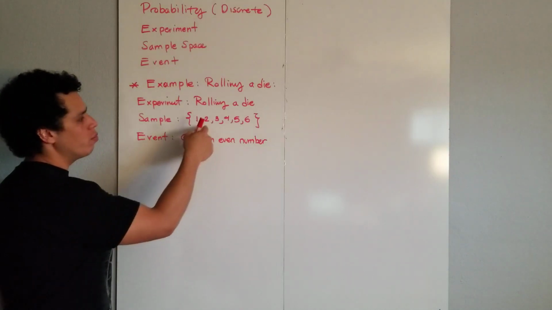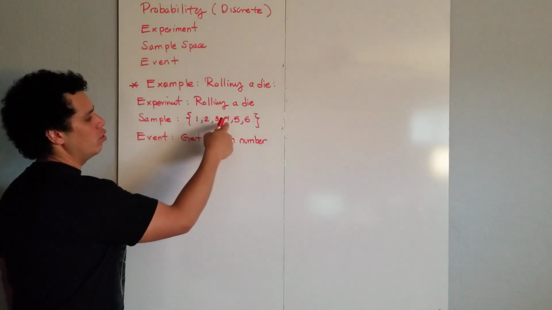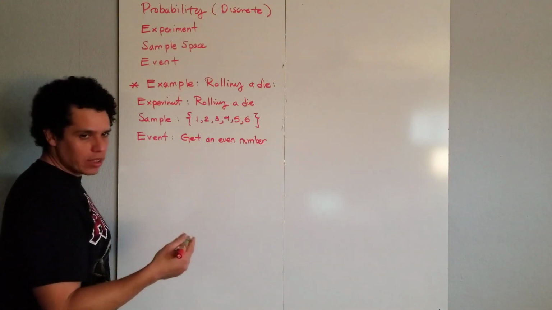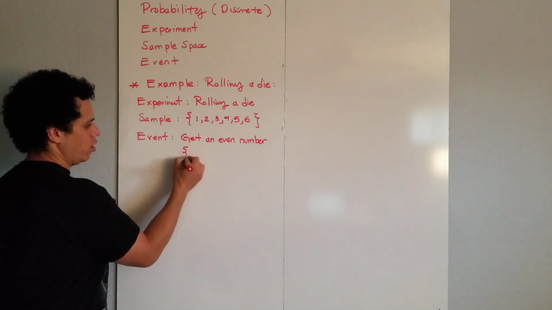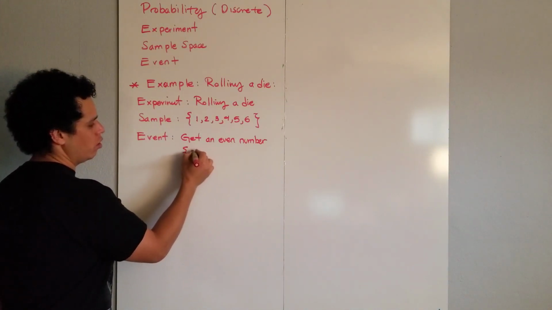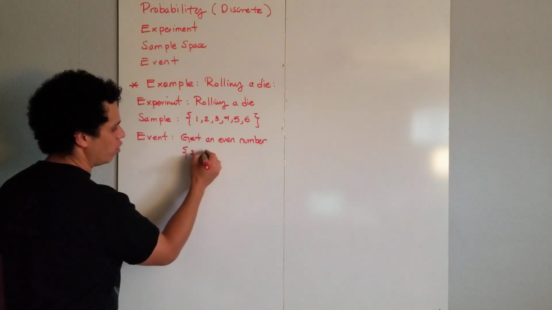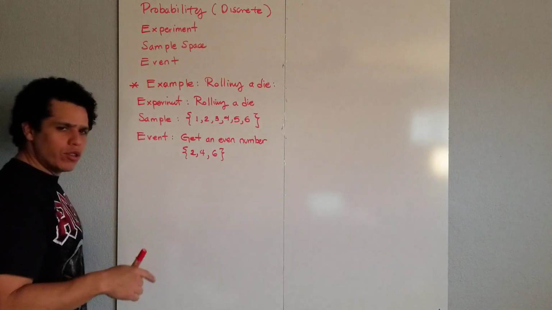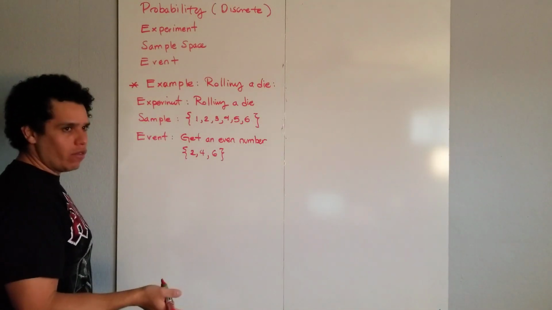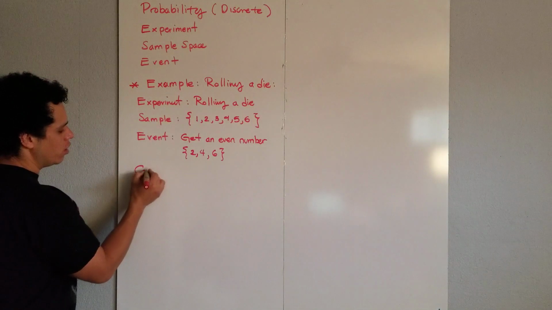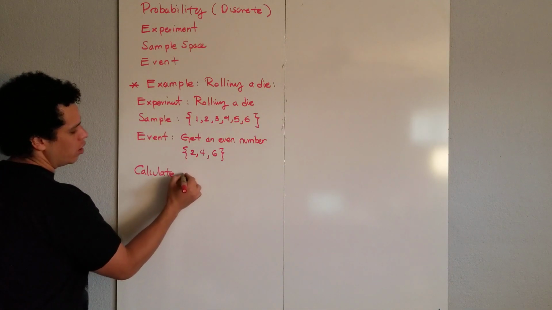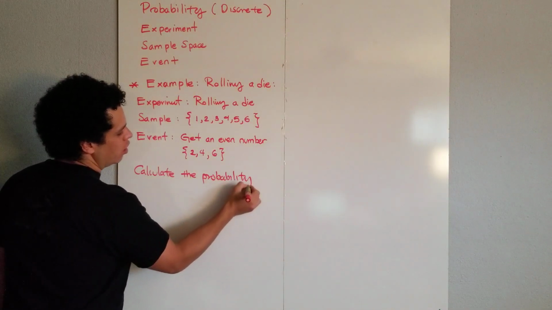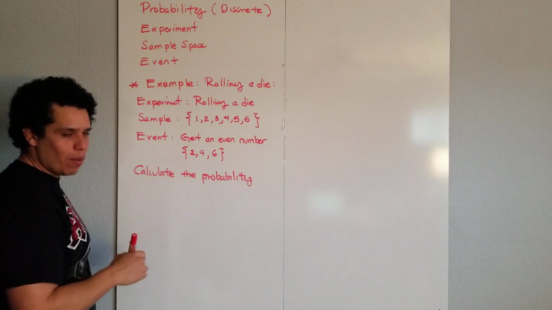To get an even number, you either have to obtain 2, 4, or 6. Well, but that can be summarized simply as a subset. 1 for 2, the second for 4, and the third for 6. So we want to know what is the chance that we get an even number. So we want to calculate the probability that the event of getting an even number occurs.